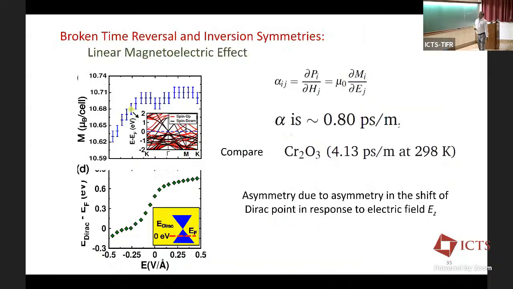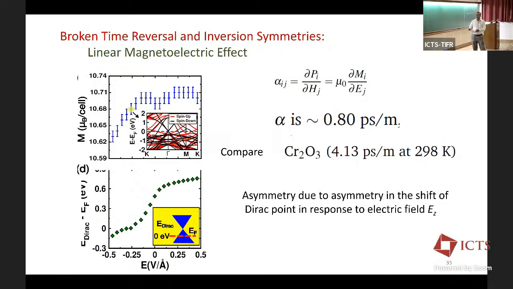Okay, so the first non-trivial functionality is the linear magnetoelectric effect, which is seen in non-centrosymmetric and time reversal broken systems. And in this case, alpha is about 0.8. It's calculated by calculating changes in magnetic moment with respect to applied field, which can be readily applied for 2D systems in DFT calculations. It's much weaker, but it is non-trivial, and it should in principle be measurable.